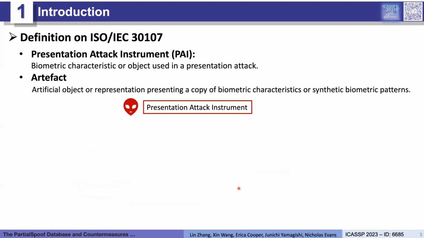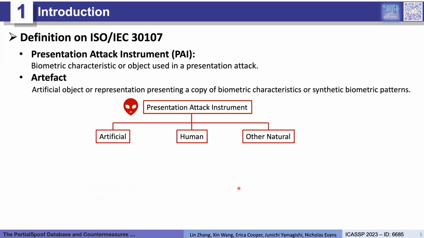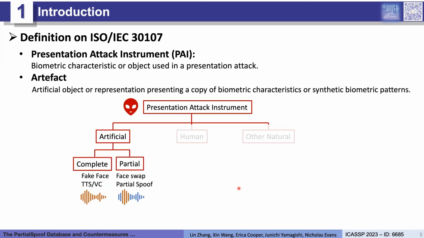Presentation attacks can be divided into three different parts by how they are generated: the artificial one, or generated by human or other nature. The artificial one has two different types, complete fake or partial spoof, and we focus on partial spoof in the speech field.